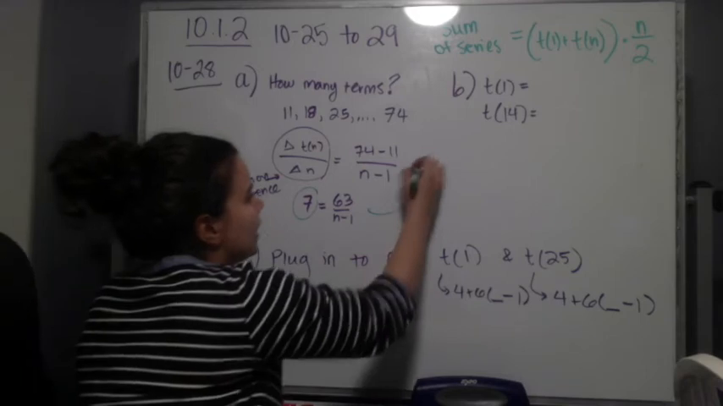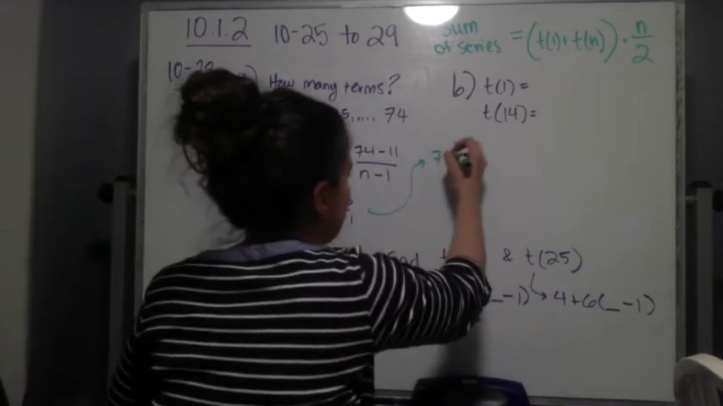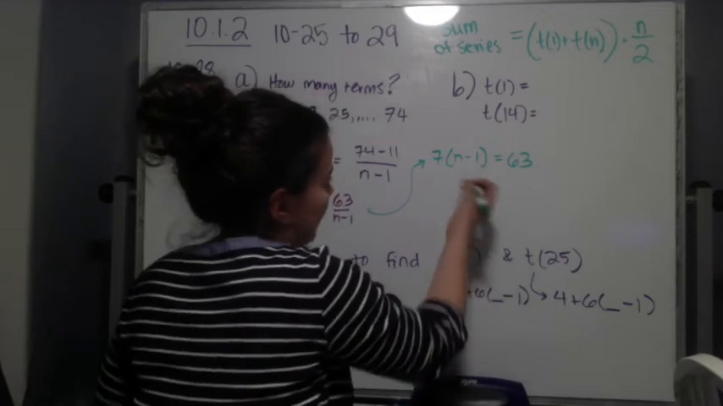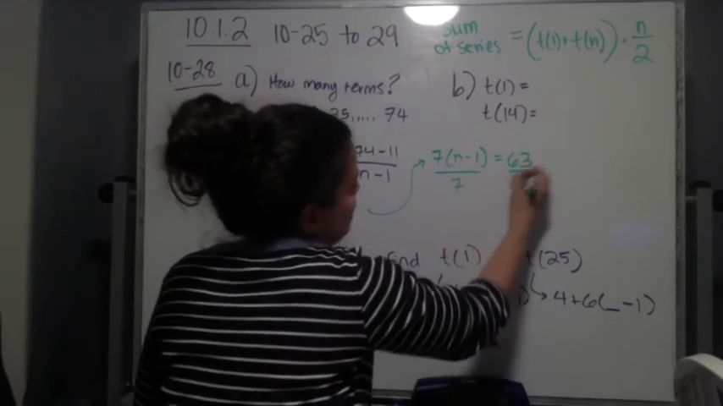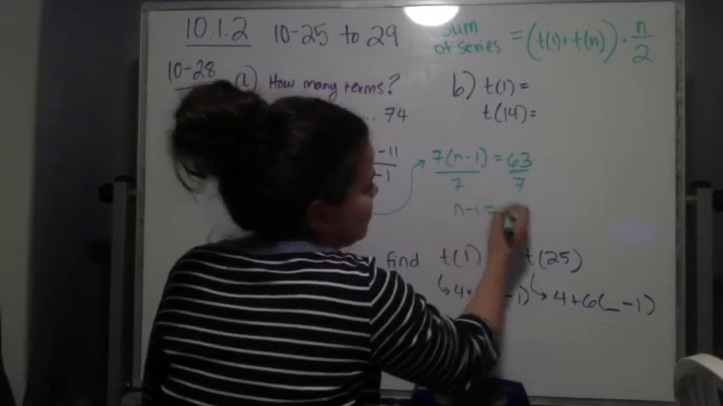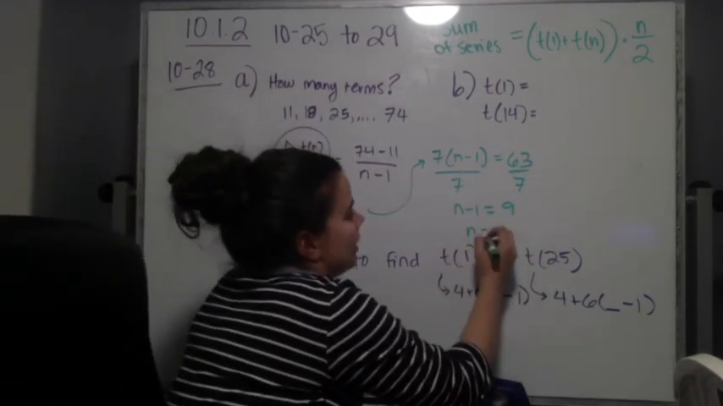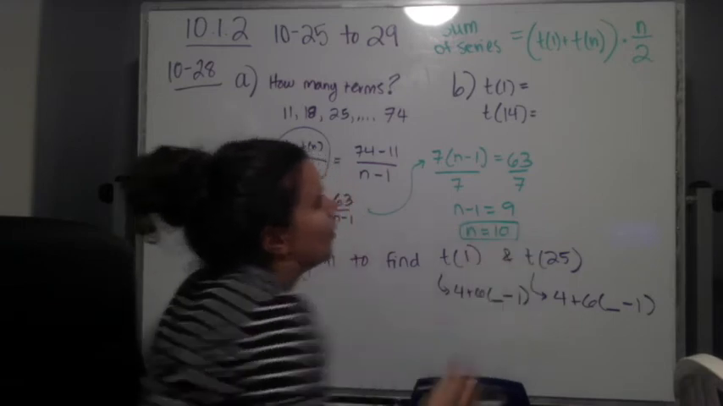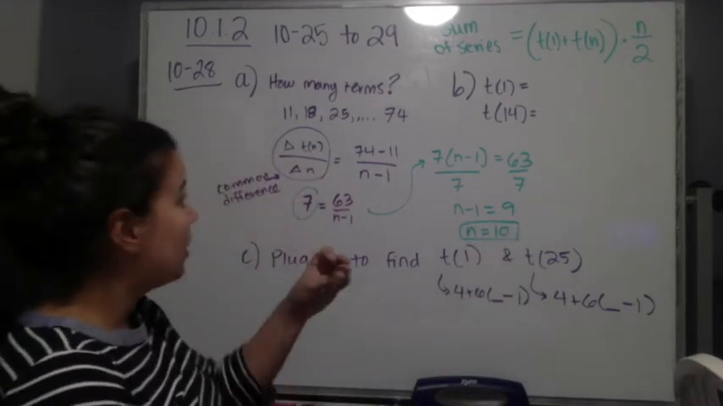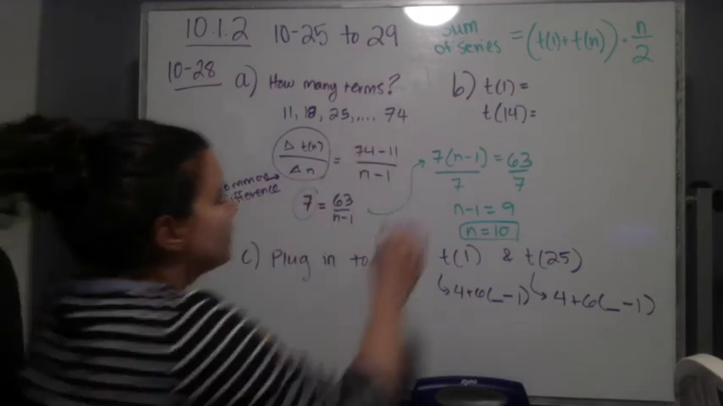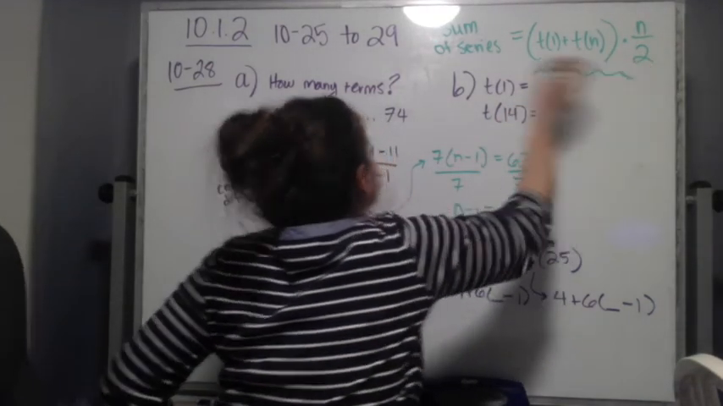So then you can multiply on both sides, so you get 7 times (n minus 1) equals 63. I'm going to go ahead and divide by 7 on both sides, just for fun. Usually we would distribute first, but it doesn't actually matter. And so we get n equals 10. So we have our 10th term. 74 must be the 10th term, which means that we can use the formula.